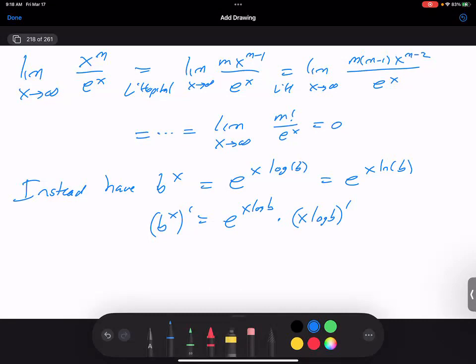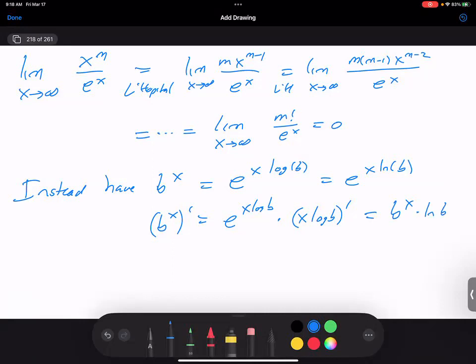So what's the derivative of x? What's the derivative of 15x? 73x. X natural log of b. I'm sorry? Just log b. The log of b is a constant. So this would just be b to the x again times the natural log of b.